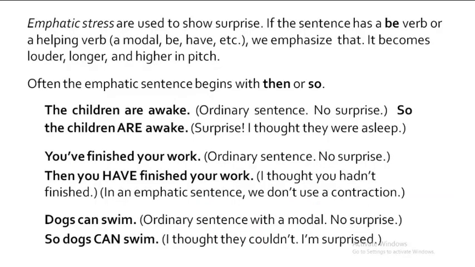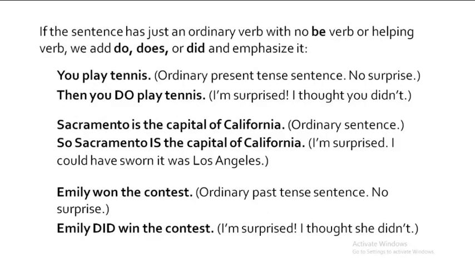Emphatic stress is used to show surprise. If a sentence has a be verb or a helping verb, we emphasize that. It becomes louder, longer, and higher in pitch. They often begin with "then" or "so," like these examples. If the sentence has just an ordinary verb with no be verb or helping verb, we add do, does, or did, and emphasize it.